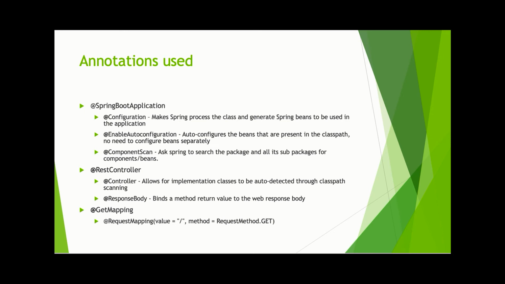Then there is get mapping, which is actually a shortcut of request mapping, which has two parameters. There are more parameters, but for now we'll go into the value and method. Get mapping takes whichever value we give it, which becomes the value of the request mapping, and then the method is request method dot get, which handles all the get requests for our application. So these are the annotations that we are using right now.